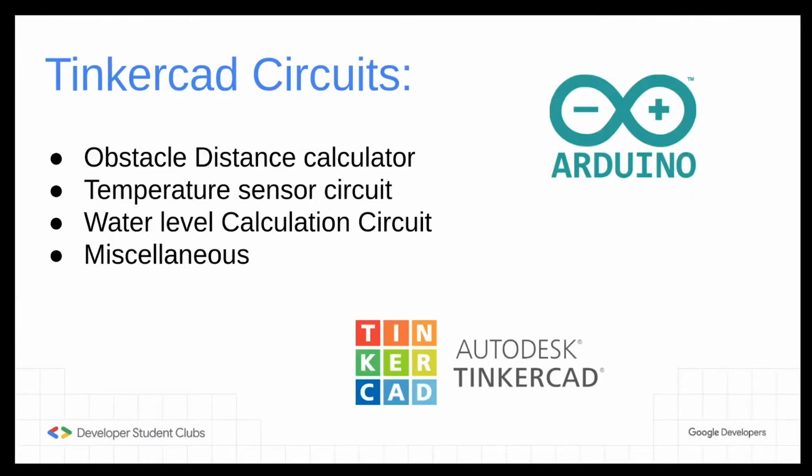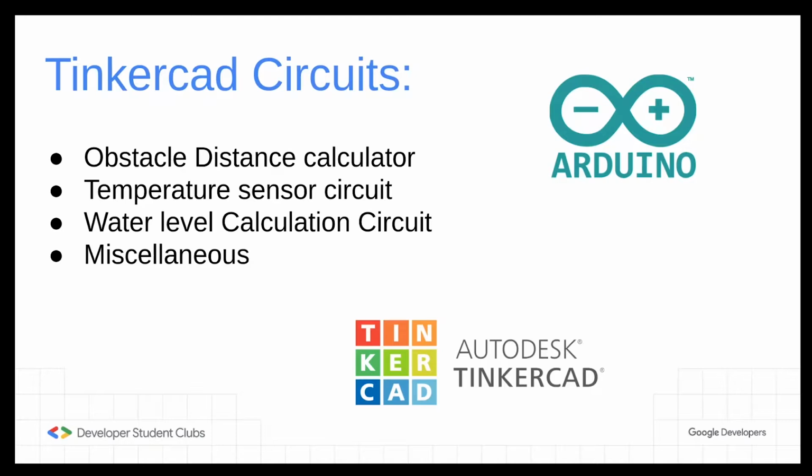As I said, the first one is the obstacle distance calculator. We'll be using infrared and we'll be using a sensor for calculating the distance of the obstacle from the circuit. And the second one is the temperature sensor circuit. We'll be using a sensor named TMP36 for calculating the temperature of the environment and accordingly showing the output as LED lights. And the third circuit is the water level calculation circuit.